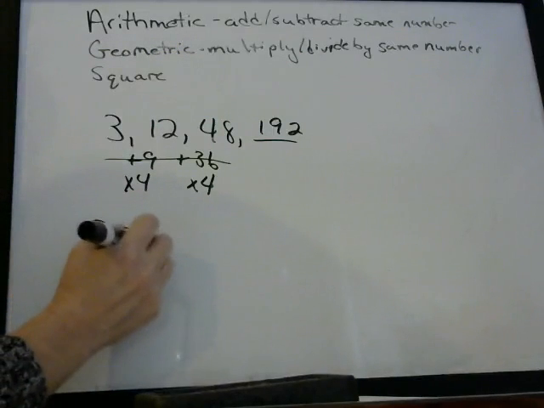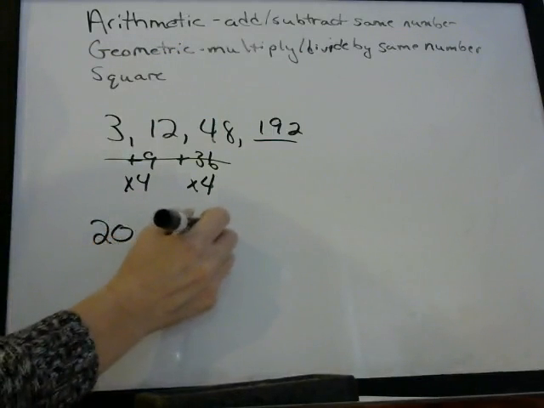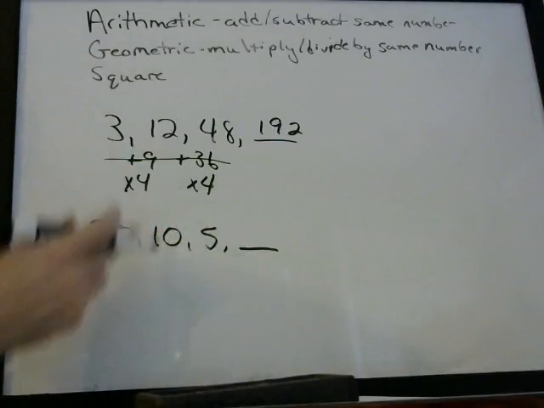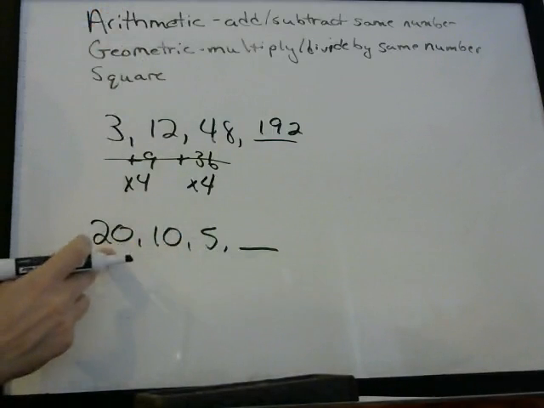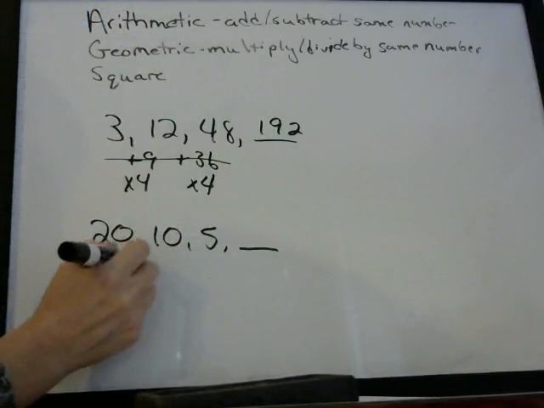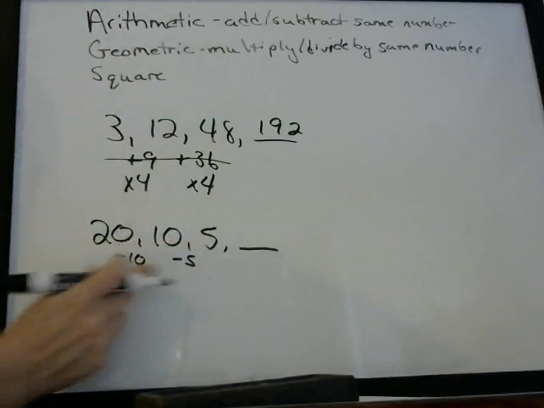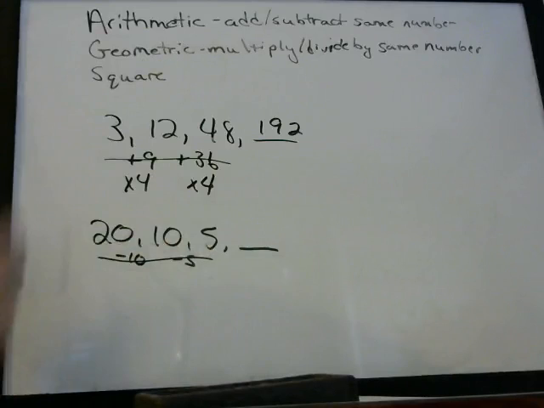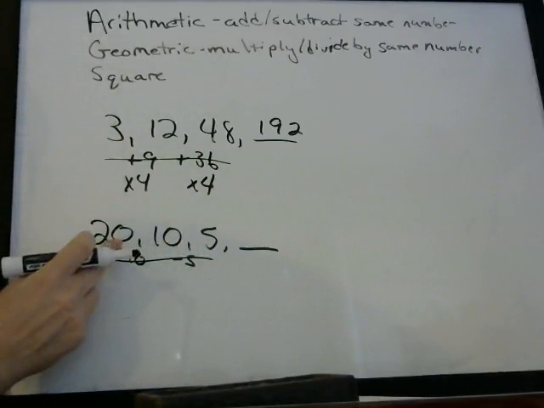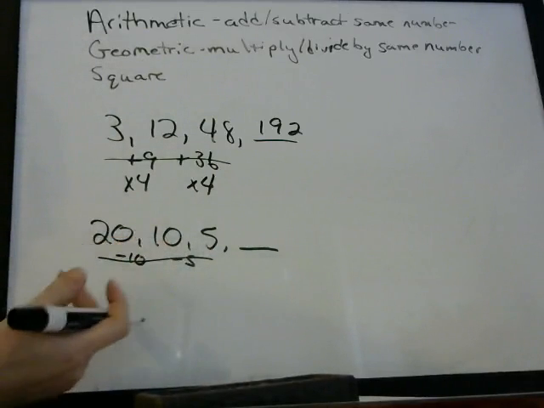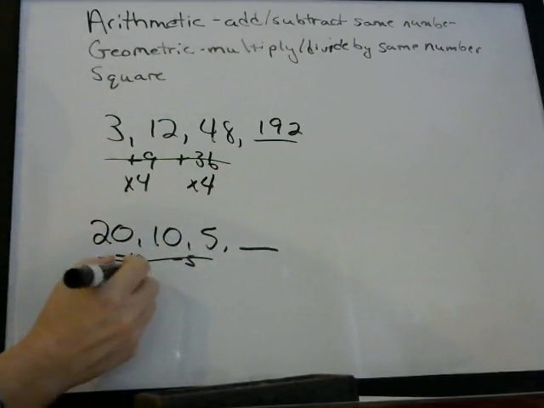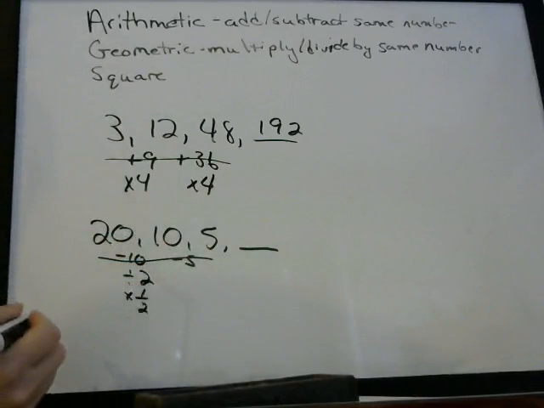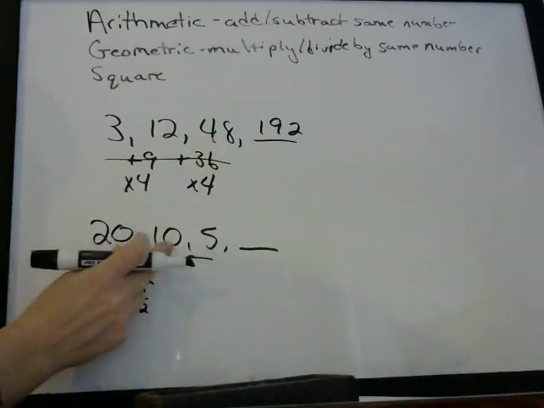So for example, if we had 20, 10, 5, what would the next number in the sequence be? Well, again, if you were trying to first look at this, you would think arithmetic. Well, this would be minus 10 to get there, minus 5. Oh, well, we're not going to look at that for now. We're going to see if it's geometric. Okay, how do you get from 20 to 10? However your brain works better, you can say you either divide by 2 or you multiply by 1/2. It's the same thing. So we divided by 2 and got 10.